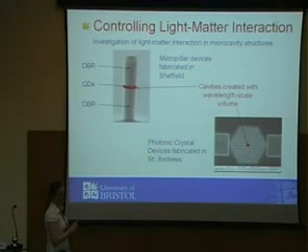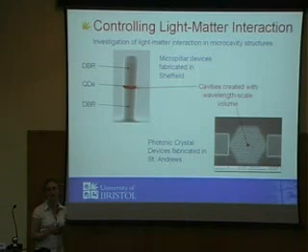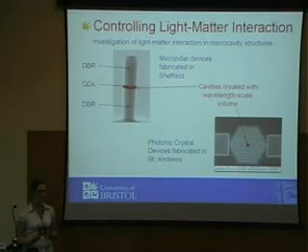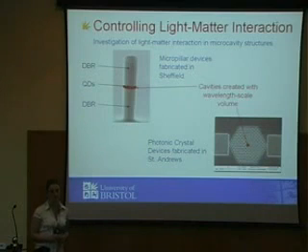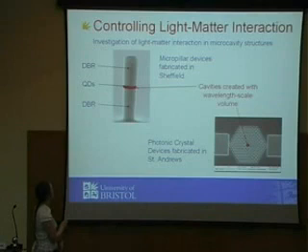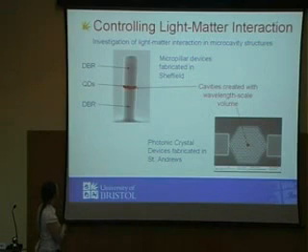So I want to talk about the second part of my talk, which is looking at controlling the interaction between light and the transition in the quantum dot. Now I'm going to talk about work that I did in Sheffield. We do that by incorporating quantum dots lithographically into microcavity structures. I'm showing you two examples here.